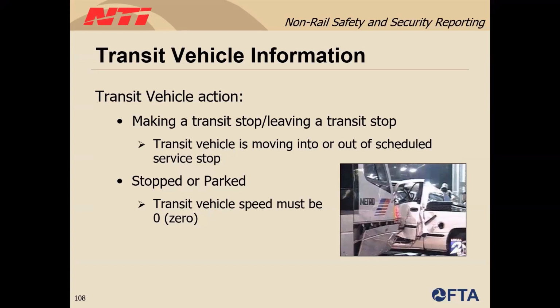Now we will explore some of the transit vehicle action options. When the transit vehicle is moving into or out of a scheduled service stop, report the location as either making a transit stop or leaving a transit stop accordingly, and report the transit vehicle speed to indicate the vehicle was moving. Do not choose these options if the vehicle was not moving or stopped. If you choose the stopped or parked option, be sure to report the vehicle speed as 0. The vehicle speed must be reported even if it is 0.